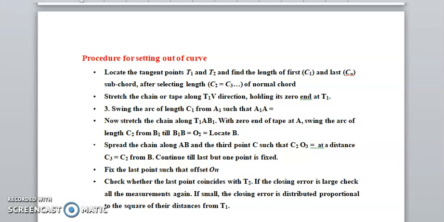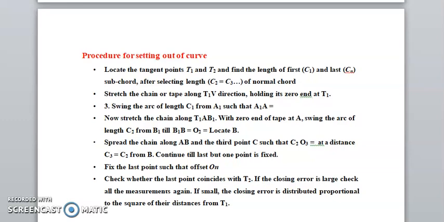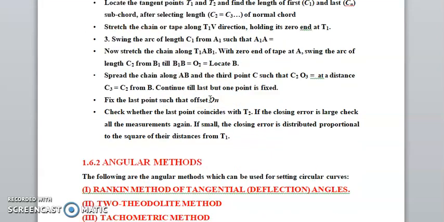If the closing error is large, check all the measurements again. If the closing error is small, it is distributed proportionally to the square of the distance from T1. This is the procedure of setting out a simple curve.